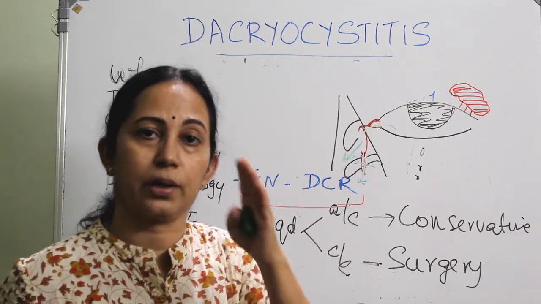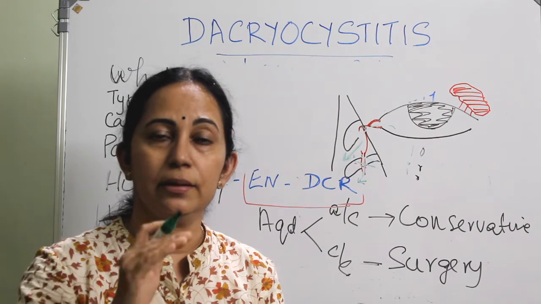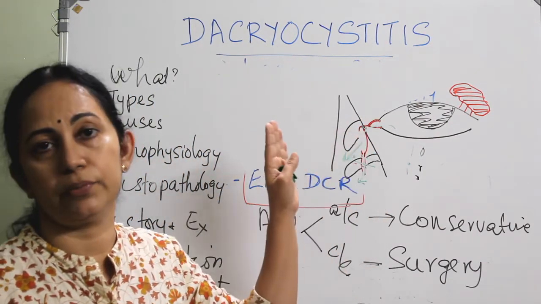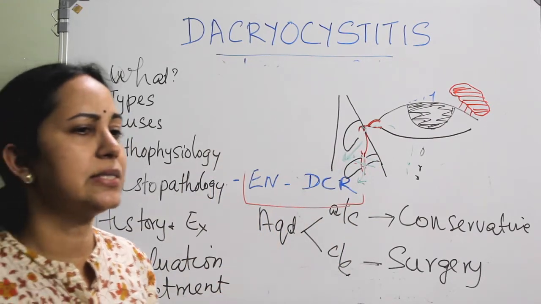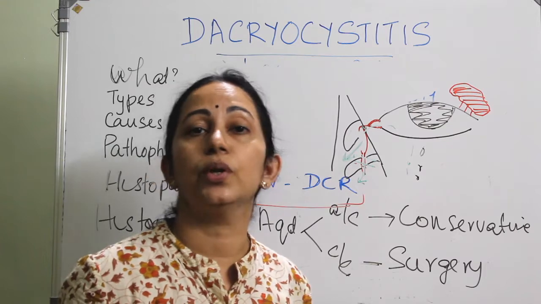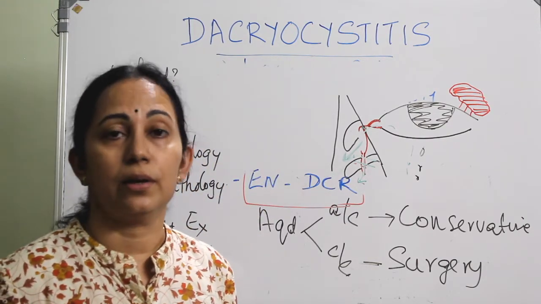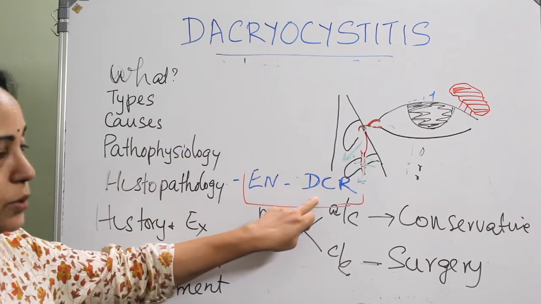Make a window, cut a window over that, then remove the bone of that area, then identify the lacrimal sac, then remove the medial half of the medial wall of the lacrimal sac. It's done. It's a very easy surgery. It can be done within 5 to 10 minutes, and can be done under local anesthesia also. Okay, so that is endonasal endoscopic DCR.